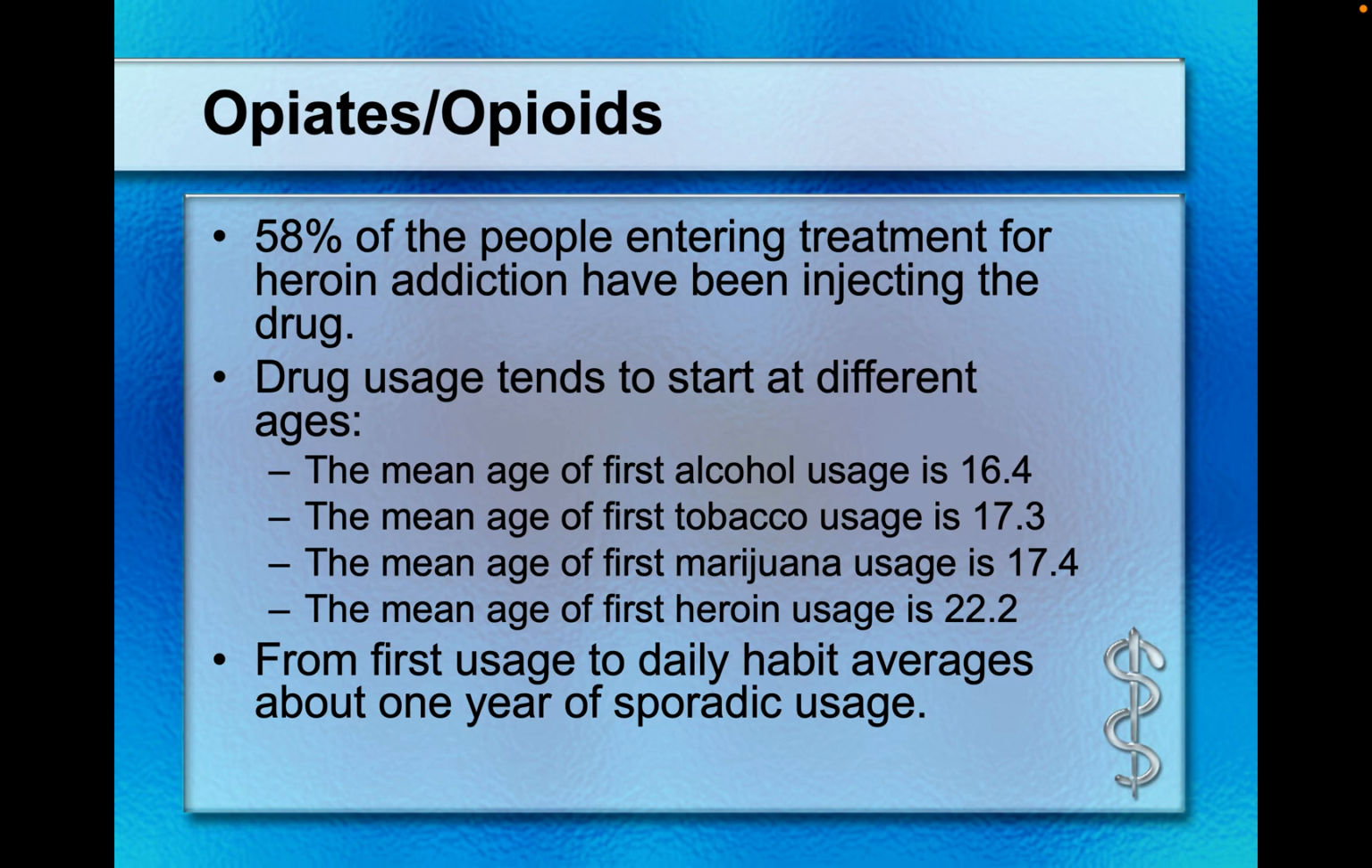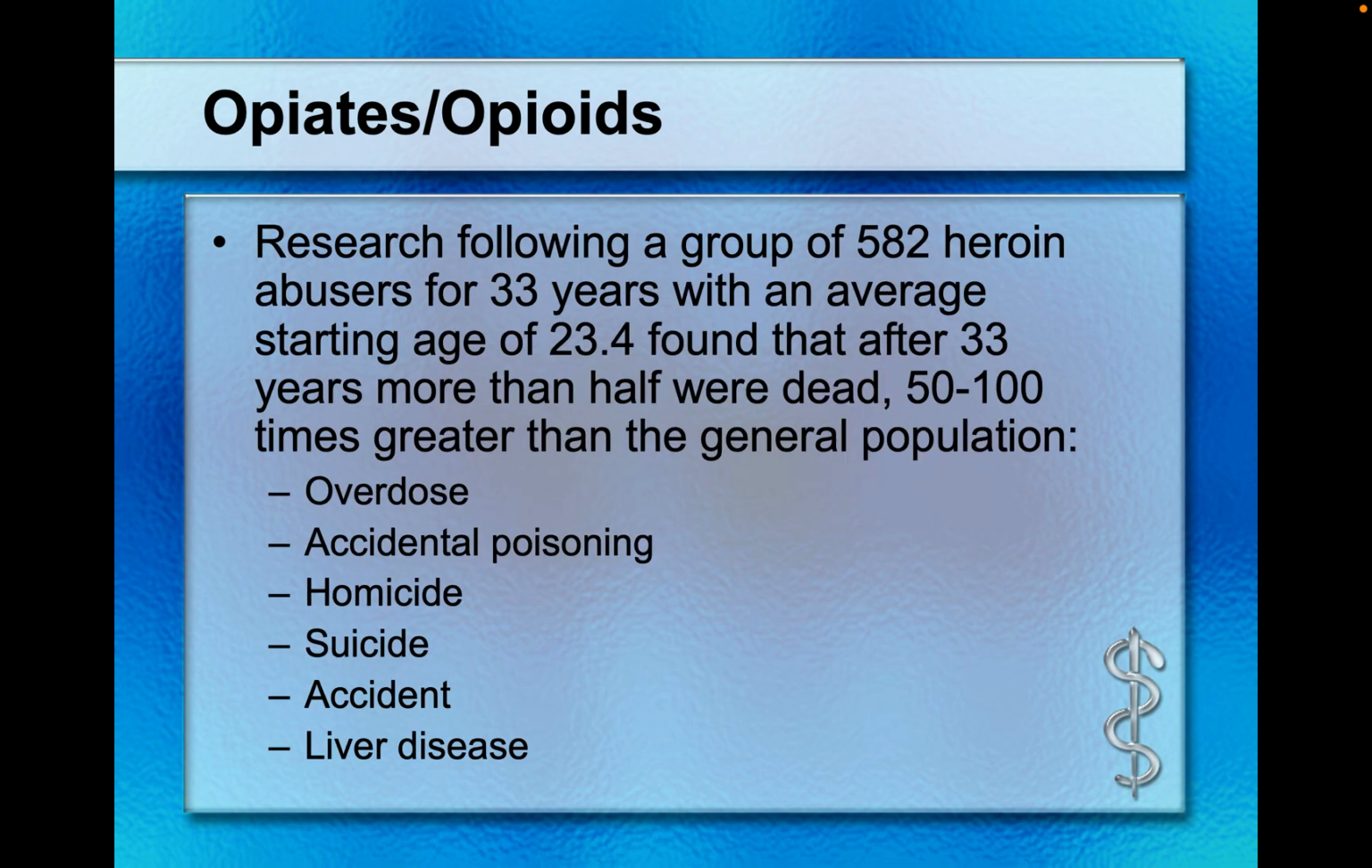Drug using tends to start at different ages. The mean age of first alcoholic use is 16.4. The mean age for first tobacco use is 17.3. The mean age of first marijuana use is 17.4. The mean age of first heroin usage is 22.2. From first usage to daily habit averages about 1 year of sporadic usage.